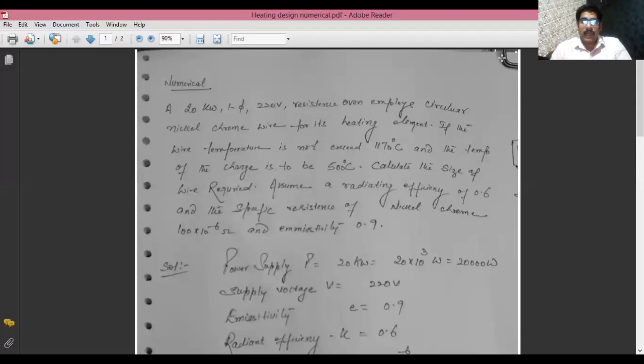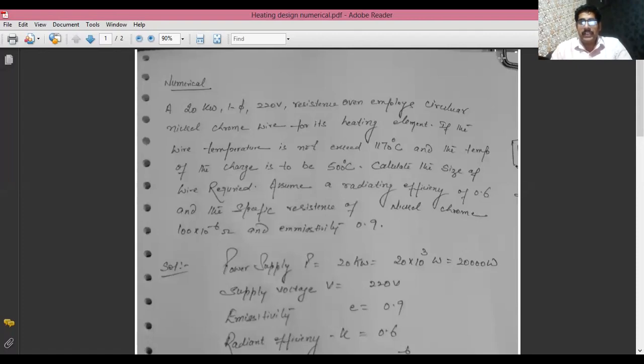Now, this is the numerical problem that you have all seen on your screen: a 20 kW, single phase, 220 volt resistance oven employs a circular nickel chrome wire for its heating element. If the temperature does not exceed 1170 degrees centigrade and the temperature of the charge is 500 degrees centigrade, calculate the size of the wire required.